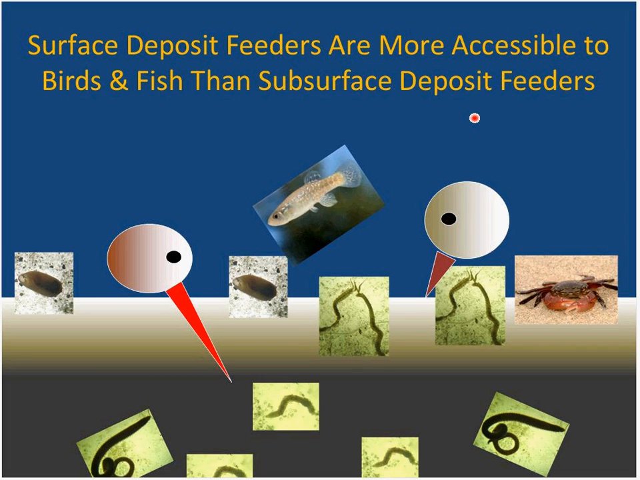Subsurface deposit feeders tend to burrow quite a bit deeper. They're often inaccessible except for maybe the largest birds, the deepest burrowing predators. And also the difference between the two is that often the surface deposit feeders don't bioturbate as well. So they're not bringing that oxygen-laden water deep enough into the sediment, which affects all kinds of processes.